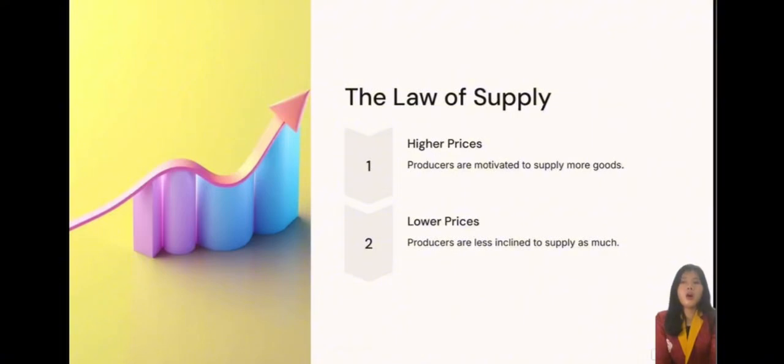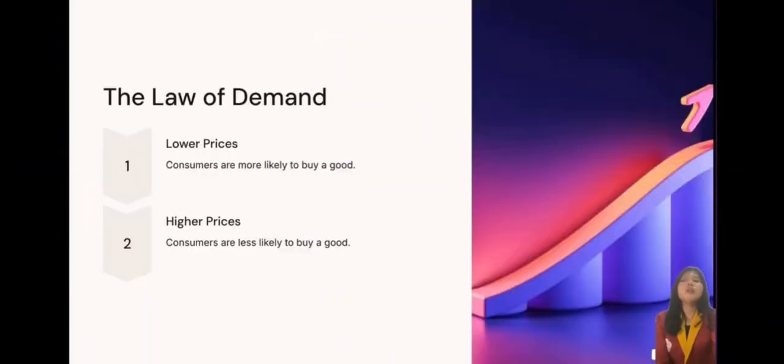The law of supply. 1. Higher prices. Producers are motivated to supply more goods. 2. Lower prices. Producers are less inclined to supply as much. The law of demand. 1. Lower price. Consumers are more likely to buy a good. 2. Higher prices. Consumers are less likely to buy a good.